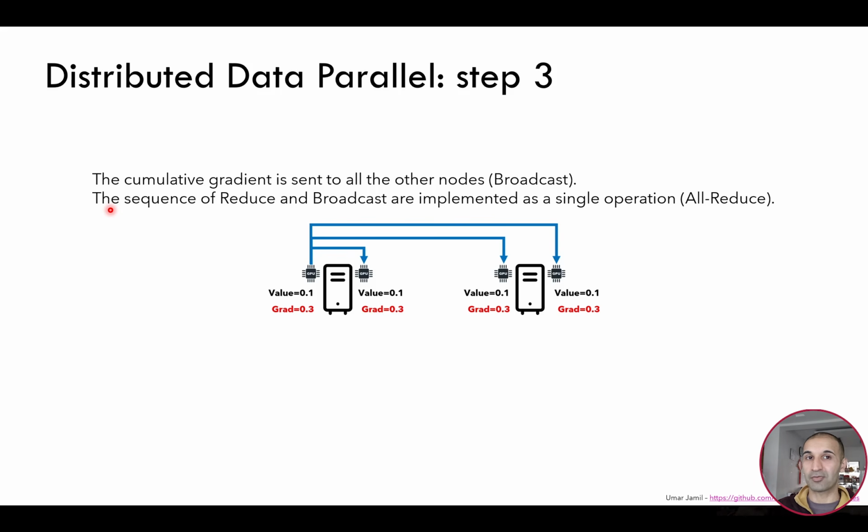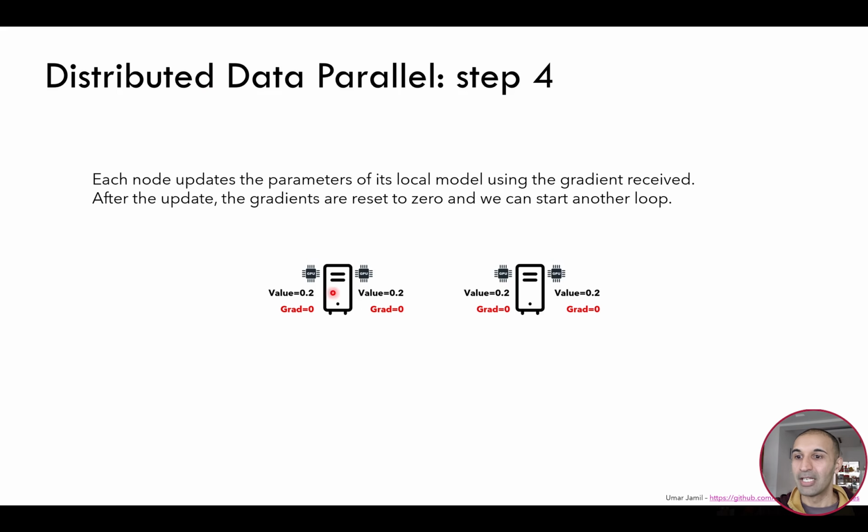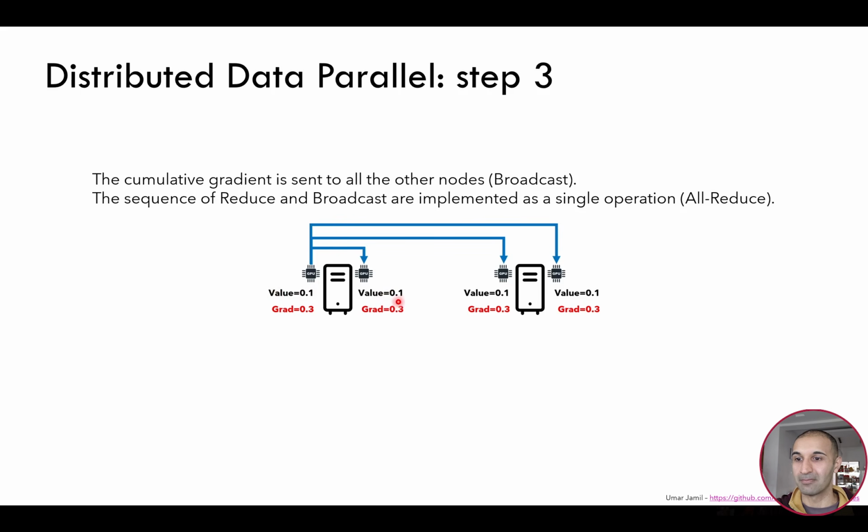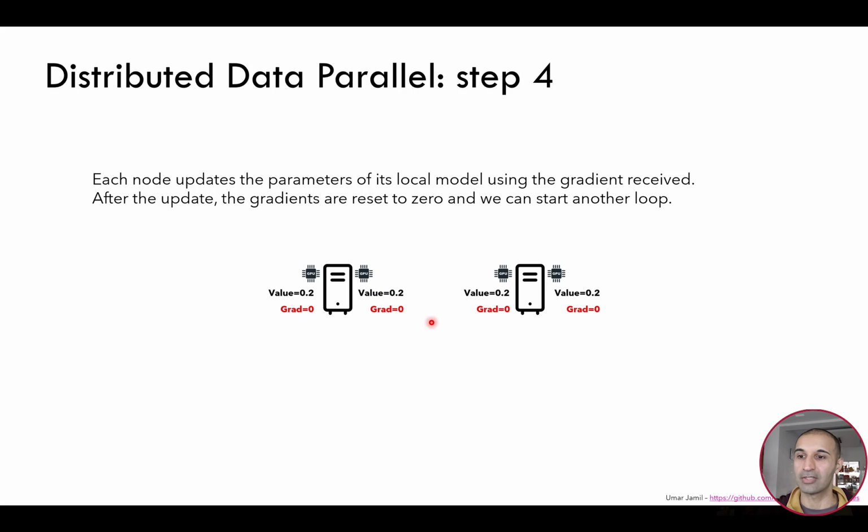Then they run optimization steps to update the weights using the same sum, so the resulting weights of the models will be the same for all of them, as you can see here. Each node updates the value of its own parameters using the same sum of the gradient. It's 0.3. They use 0.3 to update the value of their local parameters, and they will end up with the same weights. After the updates, the gradients are reset to 0, and then we can start another loop.